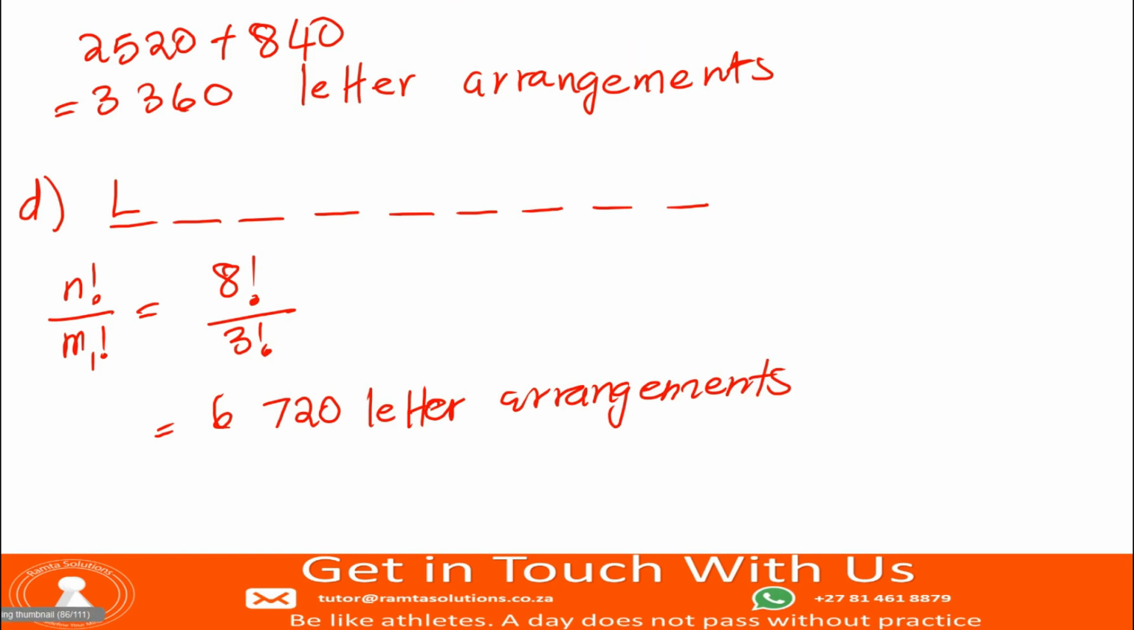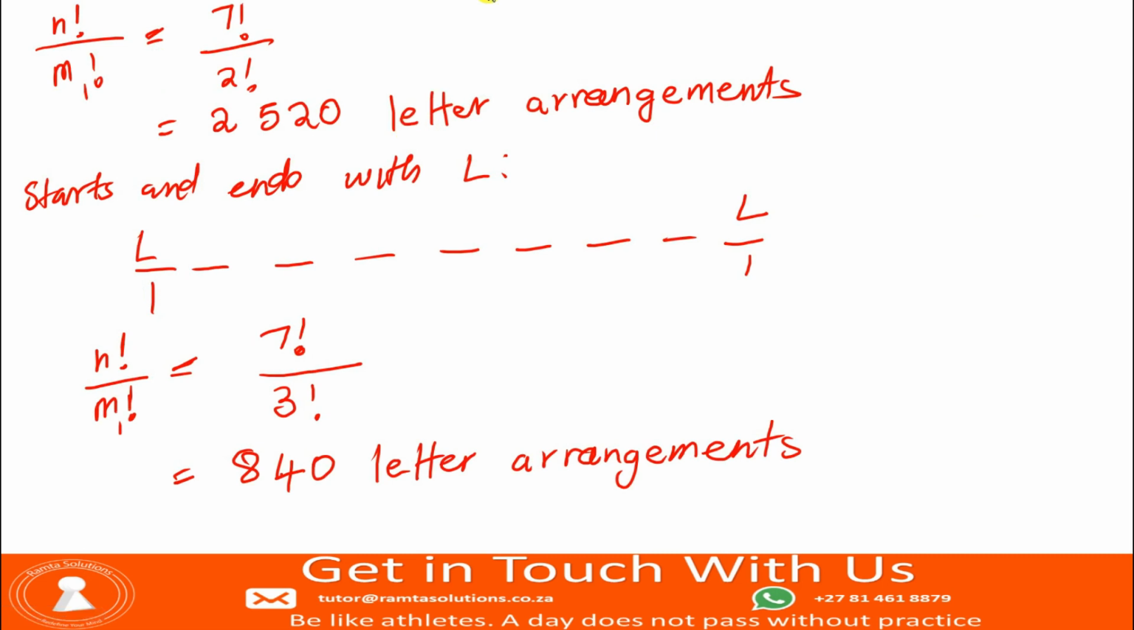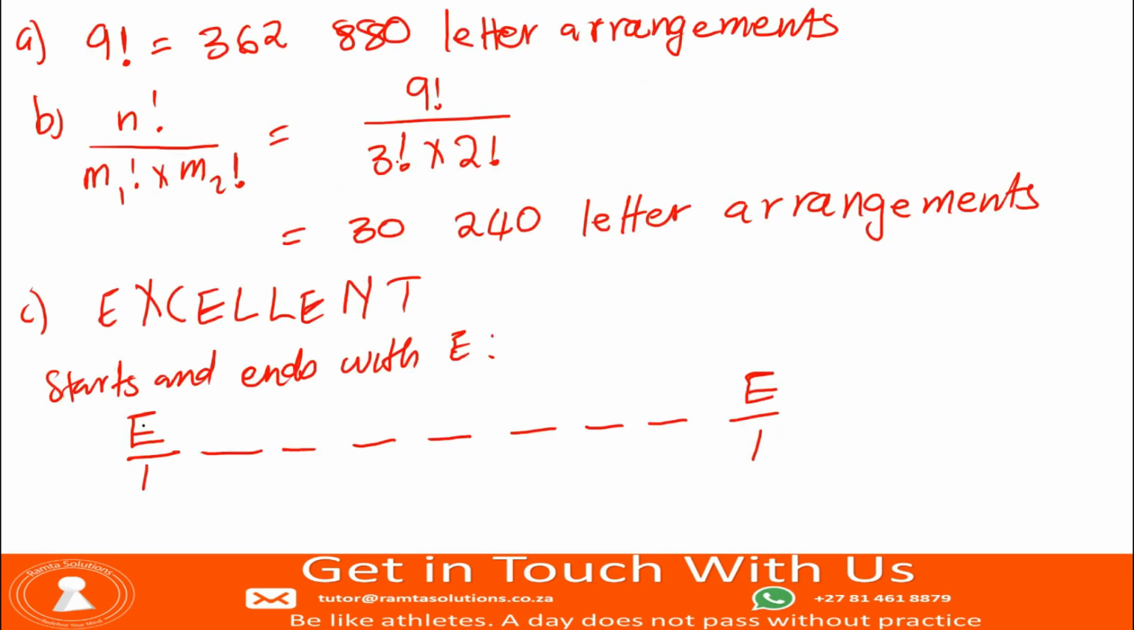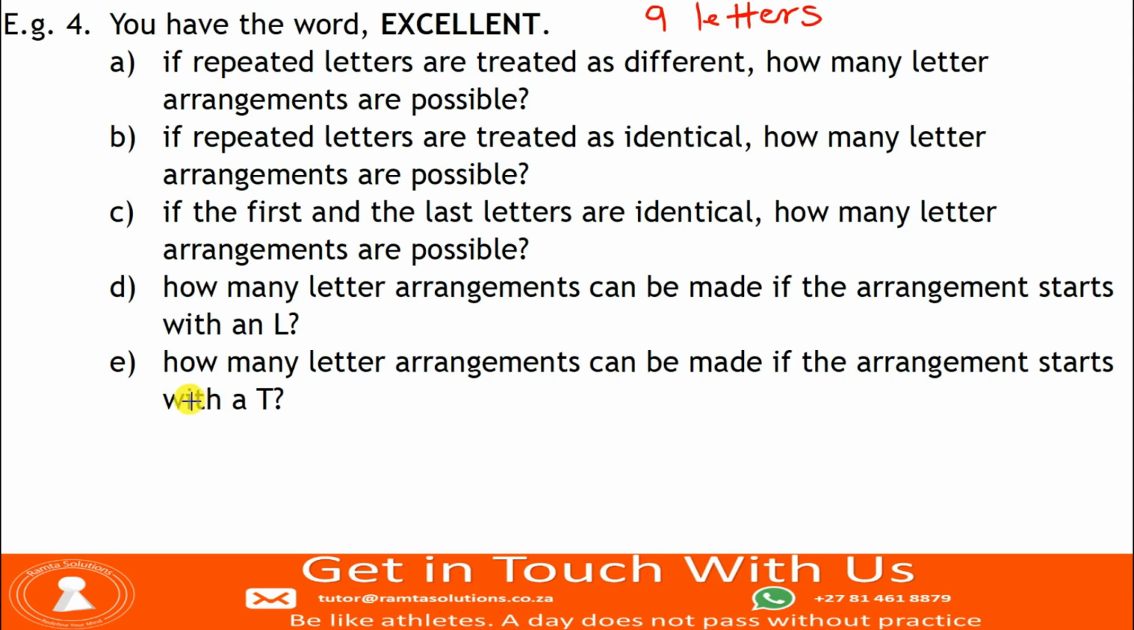Remember what I had said to you: do not make the mistake of using factorial notation here and saying 8, 7, 6, 5, 4, 3, 2, 1. There are letters that are repeating. Okay? Perfect.